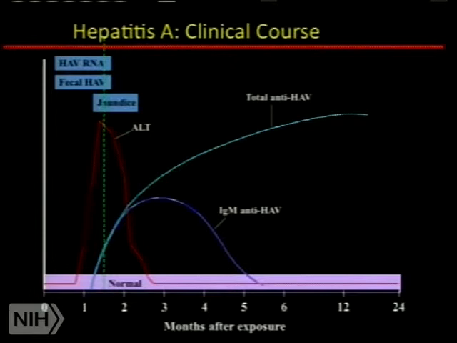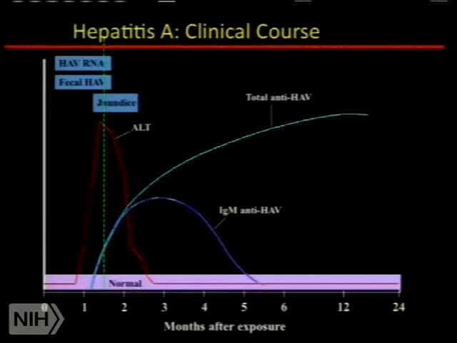So this slide shows an example of the clinical course of the infection. Following ingestion of the virus, it's transported from the GI tract to the liver where replication occurs, and then the virus is excreted in bile.